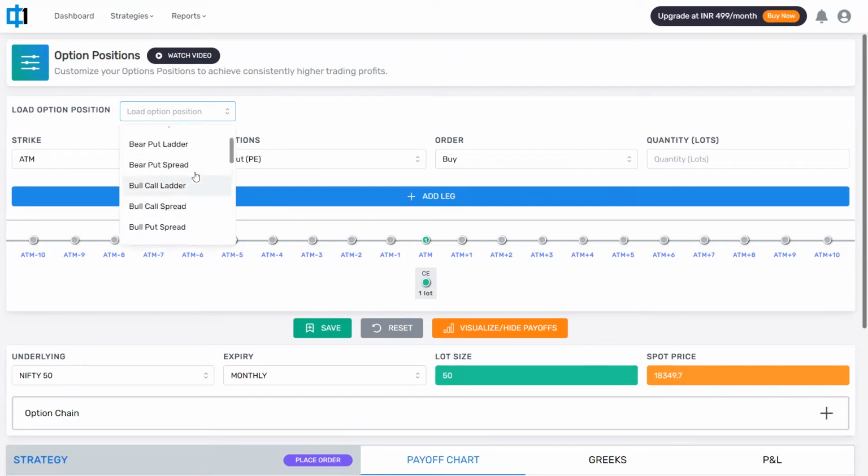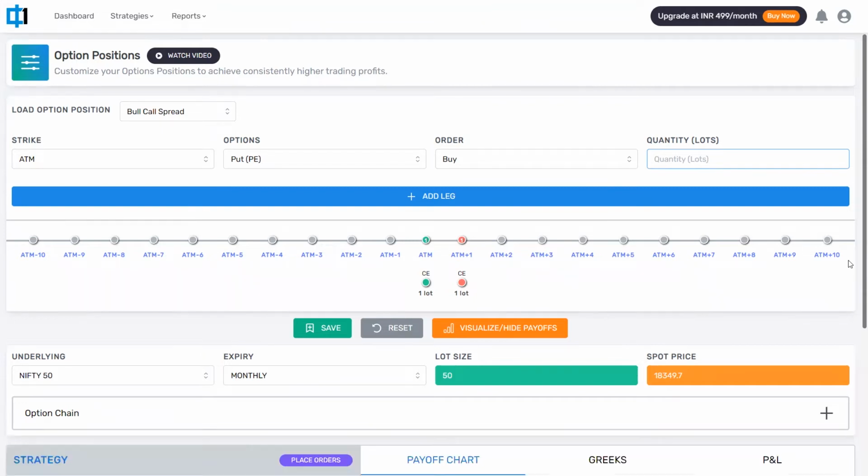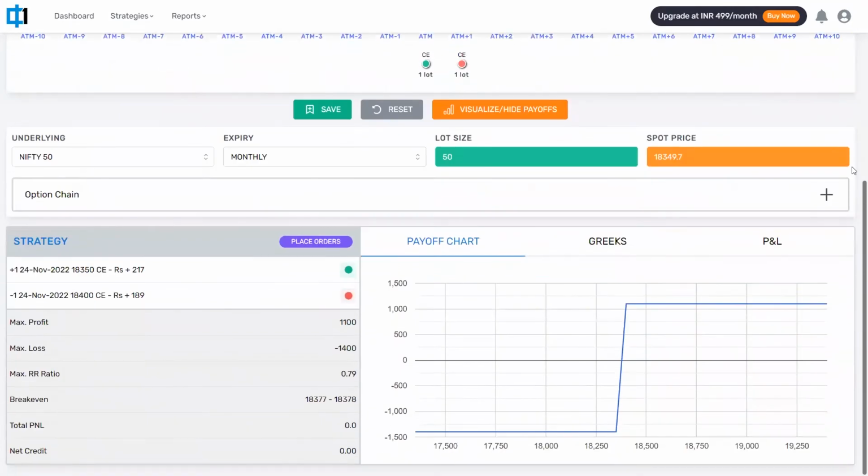Just 1 second, let me find it. Bull call spread. Yeah. So bull call spread is you are buying one lot of the ATM, and then you're selling one lot of any strike above the ATM, and you are doing both with calls. So you're buying a call and you're selling a call.